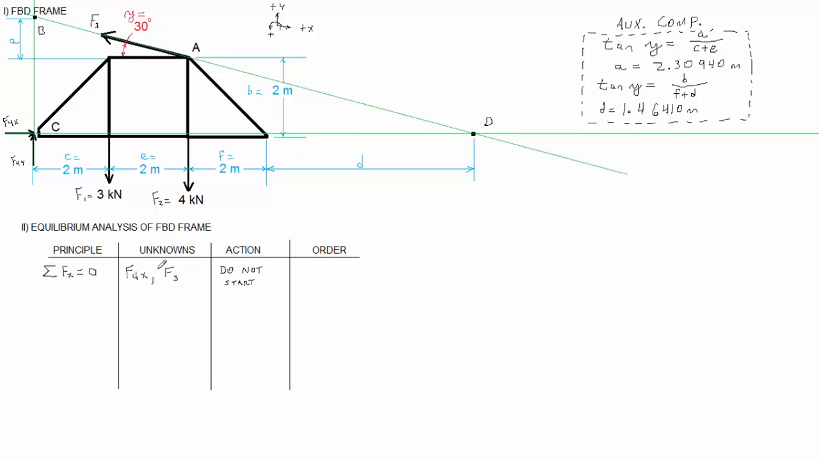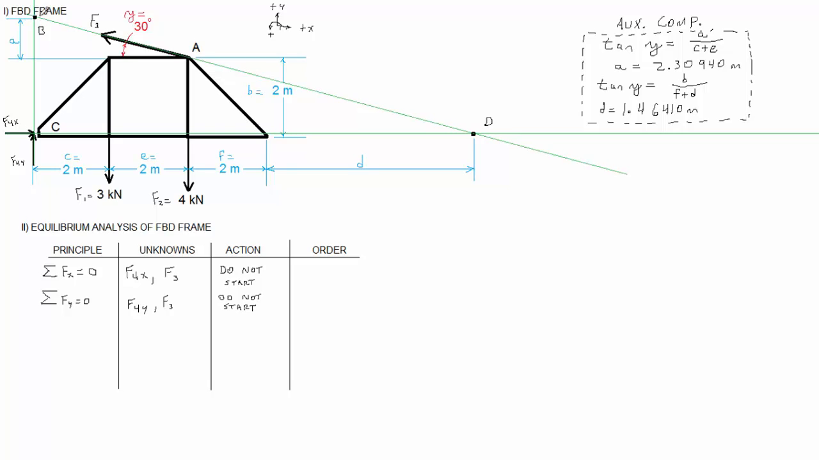I don't want to start with that direction because there are 2 unknowns, so let's next look at the y direction. In the y direction, I do not know F4y. I do know F1, I do know F2. F3 has a y component and I don't know it either. So my action once again is do not start. So now that I've used both some of the forces in the x and some of the forces in the y, I next need to sum moments around certain points.